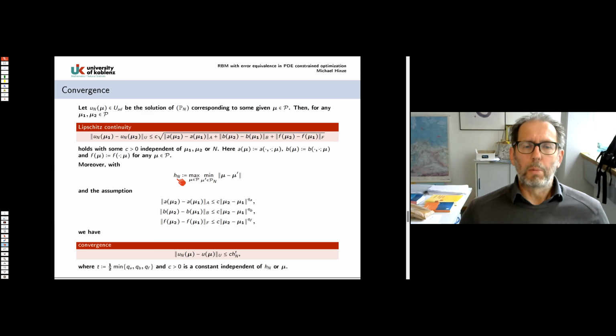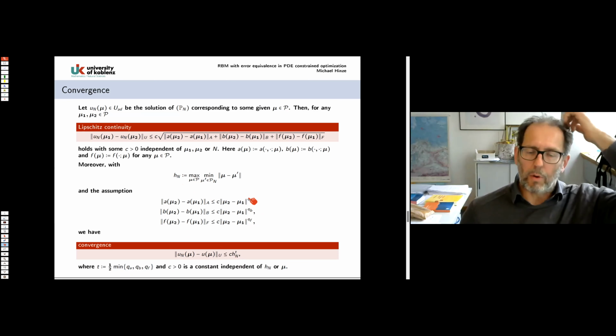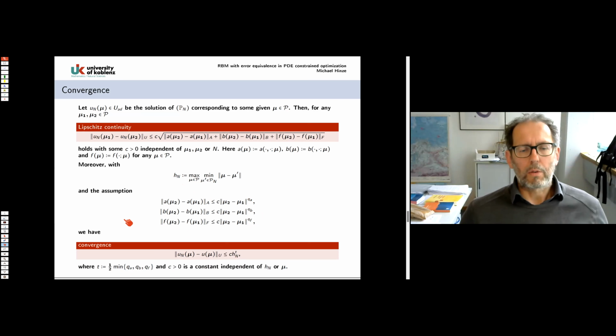And if I have this available, then I can prove that the reduced basis solution converges to the truth solution with h to the t, where t is the minimum of those three exponents. So the proof then is along the lines of what you really find in the lecture notes of Bernard Haasdonk. It's not a mystery, but in the context of optimal control.